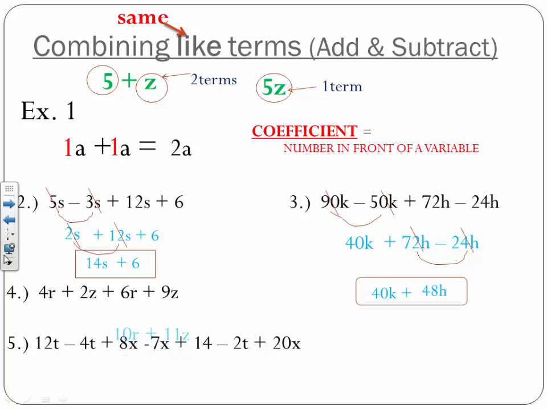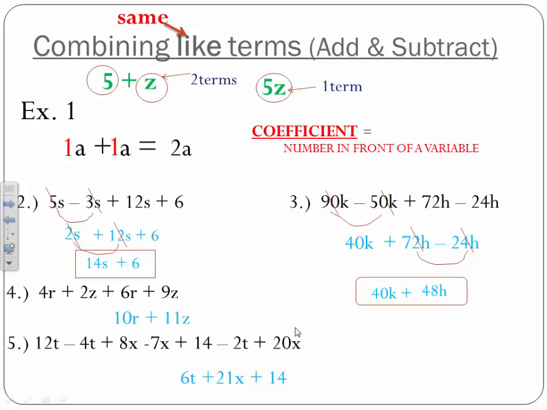All right, so I'm going to add 4r and 6r and get 10r. I'm going to add 2z and 9z, get 11z. Number 5, I'm going to subtract 12t minus 4t, which is 8t. But look, you have another subtract 2t, so 8 minus 2 is 6. Then I have x's. 8x minus 7x is 1x.